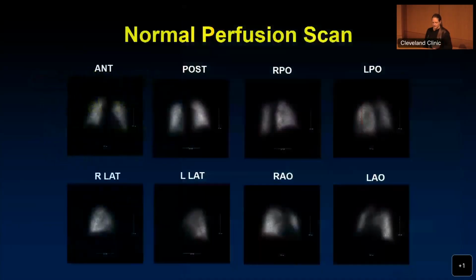What do you do next? So quickly, this is what a normal perfusion scan looks like. The only point that I want to make about this is that a low probability VQ is not the same thing as having normal perfusion.